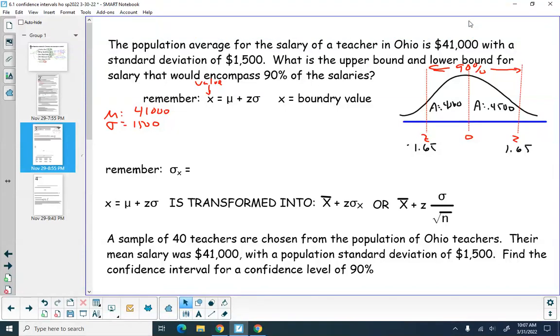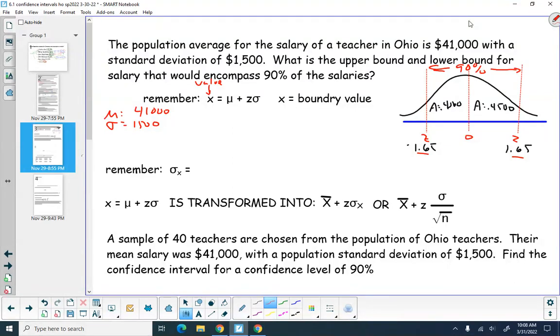The population average salary of teachers in Ohio is $41,000, with a standard deviation of $1,500. What's the upper bound and lower bound for the salaries that encompass 90% of the salaries? Once again, this is what we did in the last chapter. Where we ended up is we had two areas that are 0.4500, and we were able to come up with z-scores. That's the tweener one that we talked about. We're going to use a z-score of 1.65.